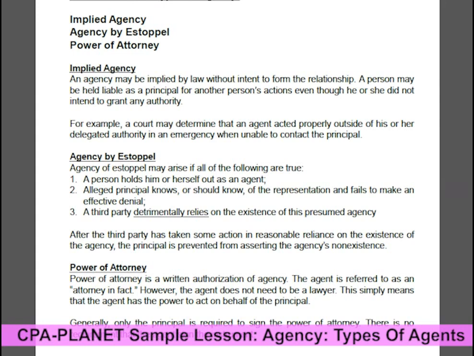Okay, power of attorney. It's a written authorization of agency. The agent is simply referred to as an attorney in fact. Agent does not need to be a lawyer. Even though it's called power of attorney, does not need to be a lawyer. Agent has power to act on behalf of the principal. Generally, only the principal is required to sign the power of attorney. There's no requirement that the agent sign it.